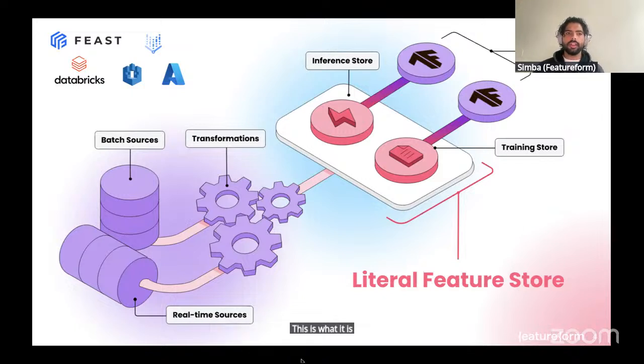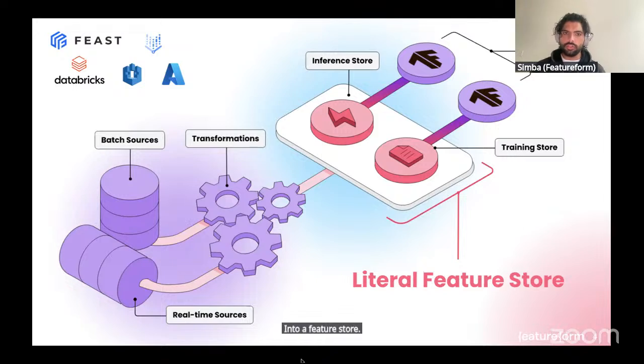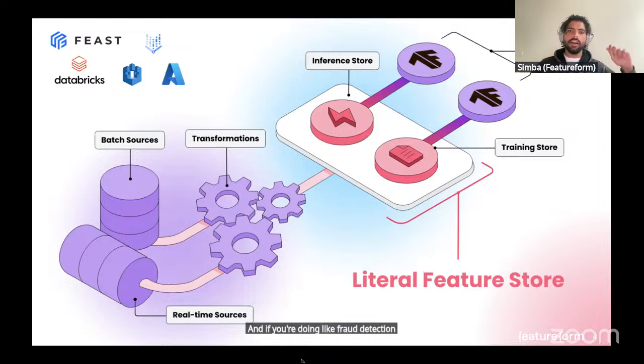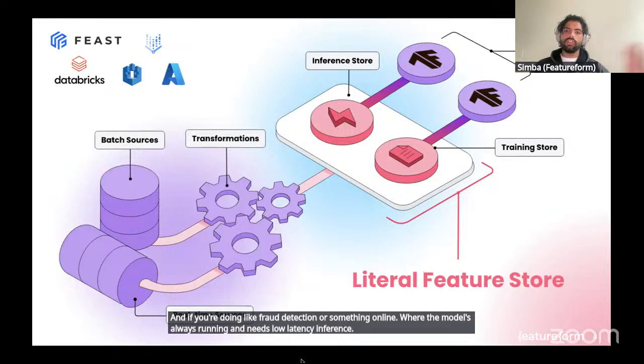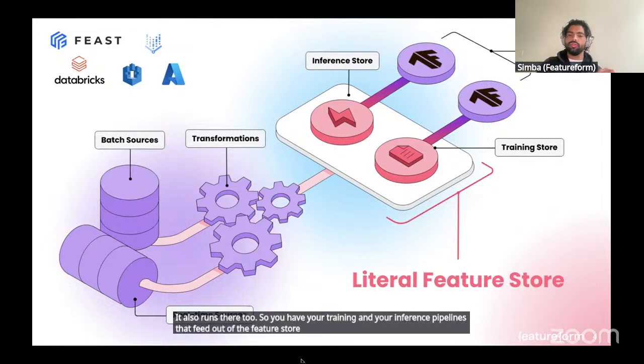It provides you a place, after you've built your features, to dump the tables into a feature store. Features are just inputs to models. It's just data that goes into your model for training. And if you're doing something like fraud detection online, where the model's always running and needs low latency inference, it runs there too. So you have your training and inference pipelines that feed out of the feature store, and on the other end of the feature store, you build your features and put them there. That's what a lot of people see.